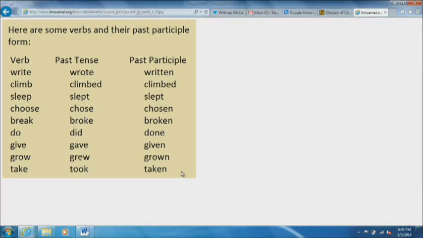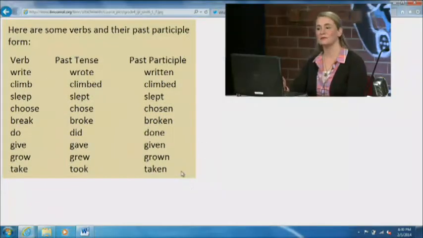So I have written a book. She has climbed the mountain. He has slept for hours. We had chosen the wrong one. Just kind of going through those. You're going to know it's a past participle if it has that helping verb: has, have, or had.